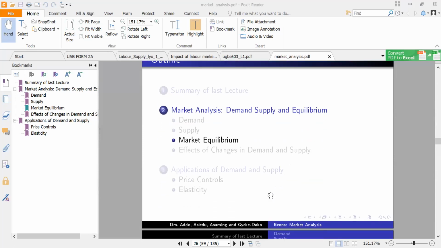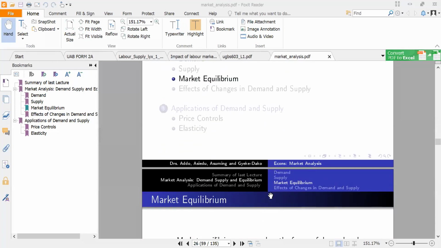All right, I will introduce the last one, the market equilibrium, and then in our next session, we will go into the effect of changes, how the dynamics works when something is changing demand and something is also changing supply at the same time. What are the consequences? So we go into that. So let me introduce the market equilibrium.